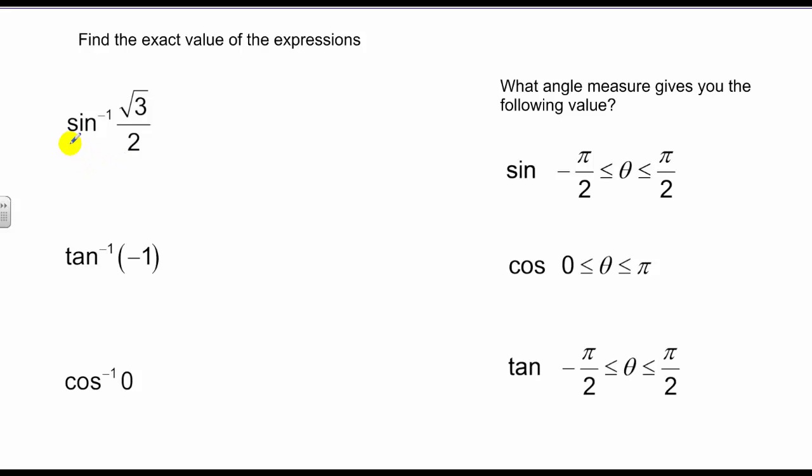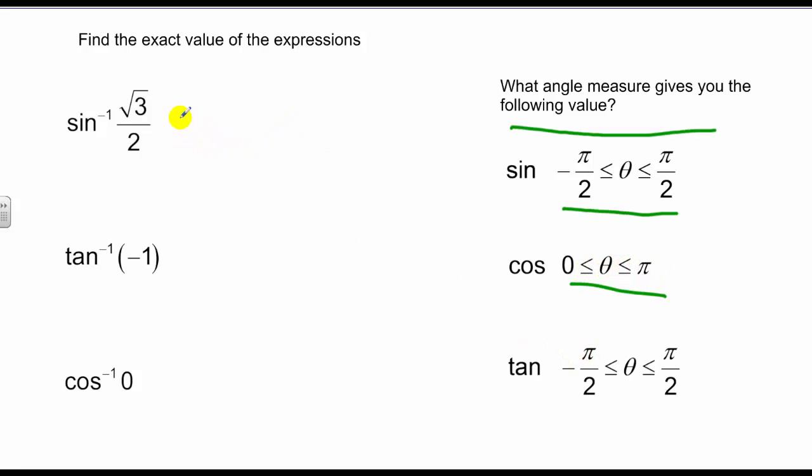When I'm asked to find the exact value of the inverse sine of root 3 over 2, I'm really asked what angle measure gives the following values. So we're looking for theta values, typically in radians. Now the type of answers we're going to give for sine are between negative pi over 2 and pi over 2, and this goes for cosecant as well. For tangent and cotangent for that matter, negative pi over 2 and pi over 2. And we're going to give the values for cosine between 0 and pi.